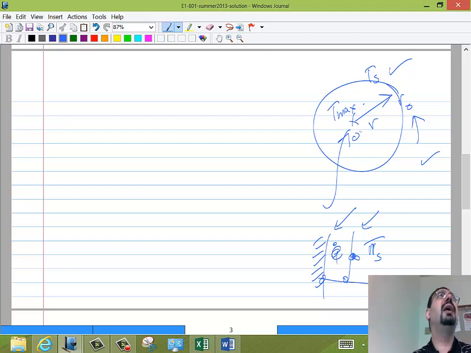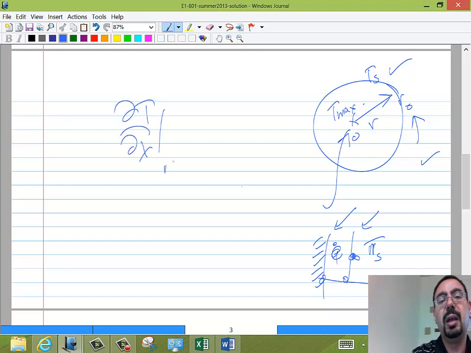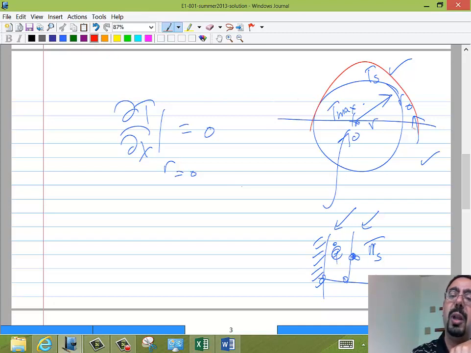Delta T over delta X equals 0. That means partial T, partial X at R equals 0 is 0. What's your name again? Robert. Robert is saying that the gradient at the center line is 0, or basically saying that the temperature profile is probably going to be something like this, that it would basically peak in the middle.